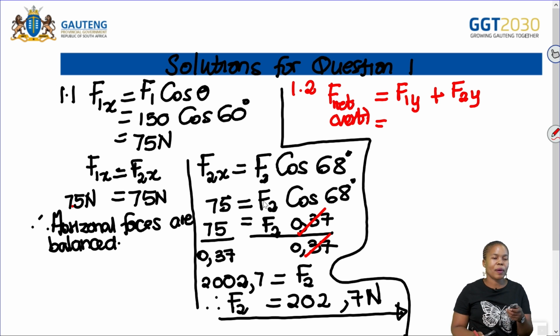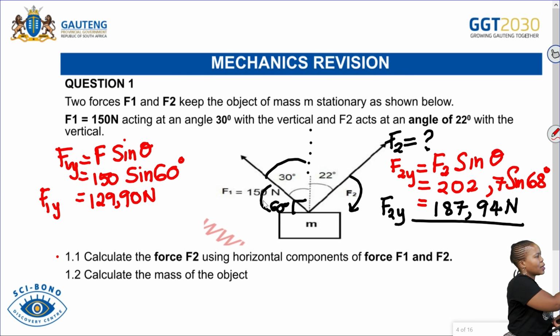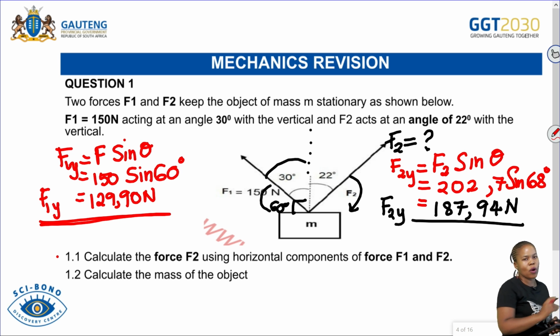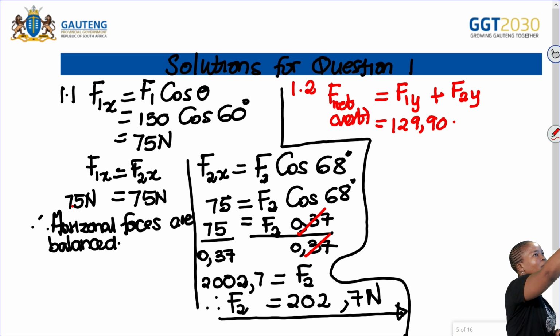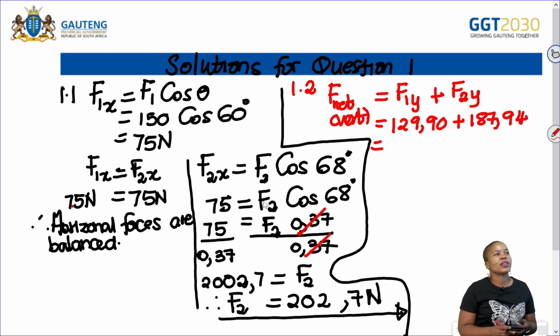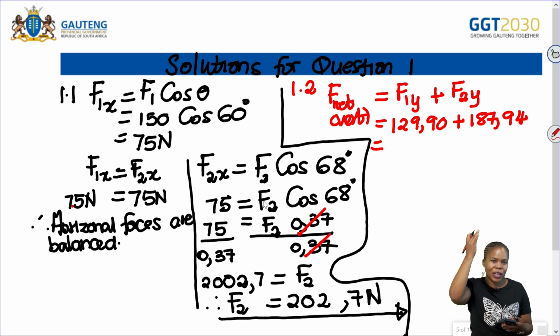F1y, which goes back to 129.90. Here is the number that I'm taking it from, here is my F1y. So it's 129.90 plus 187.94. Still remember this one because we firstly got it wrong. The sum of these two vertical components therefore gives us the net force of the vertical components.